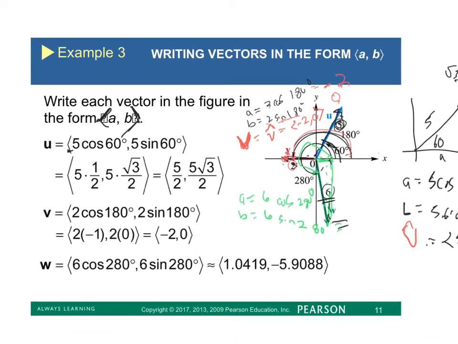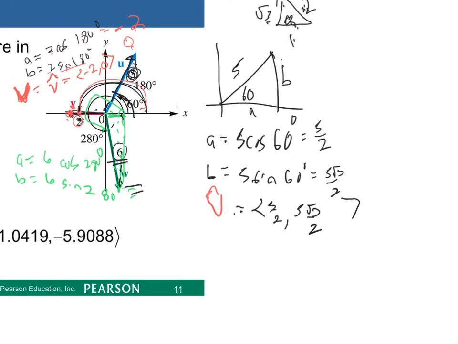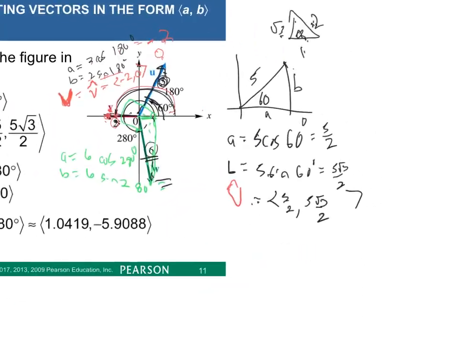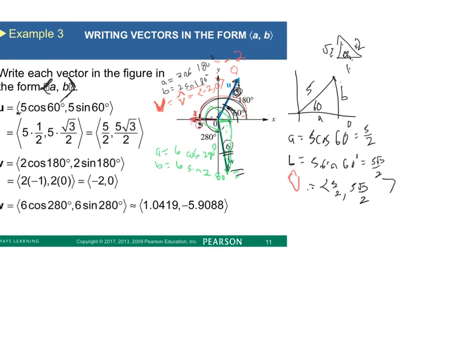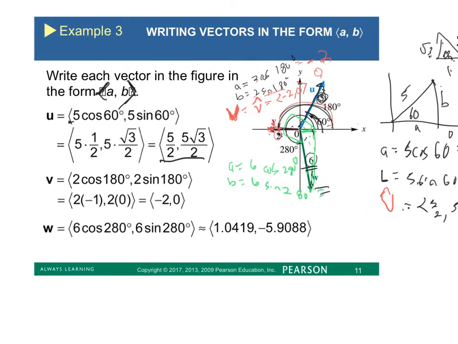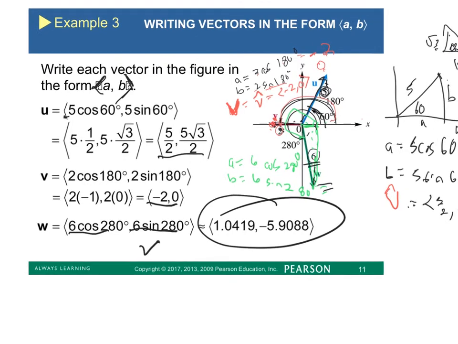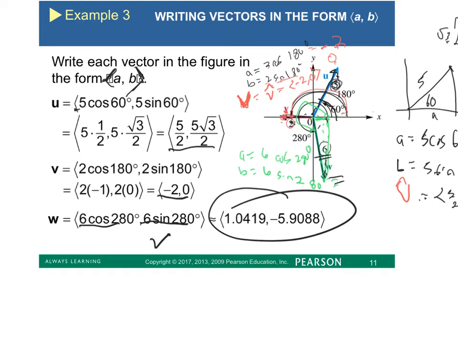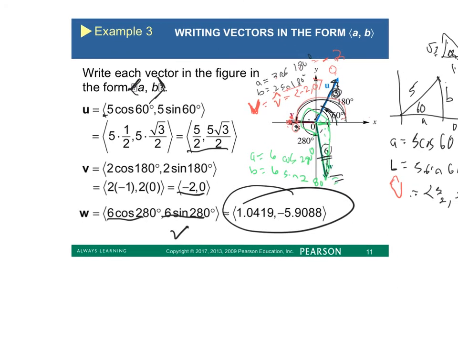I said, did I say 5/2? Yeah, 5/2, and then I did 5 square root of 5/2. Yeah, that looks good. V, -2, 0, got that. And 6 cosine of 280, 6 sine of 280, that's exactly what I said. Here's his magic answers, so I'll take his word for it. We could have paused and gone to the calculator, but oh well.